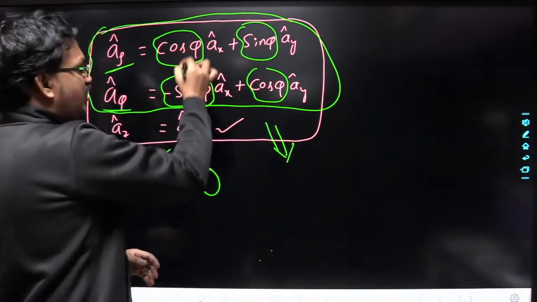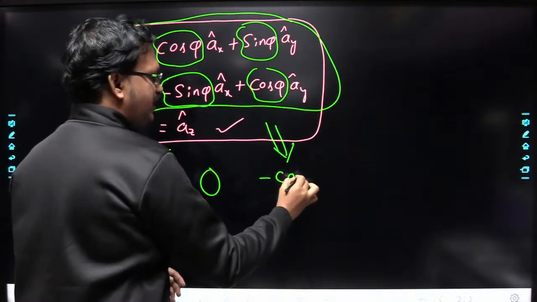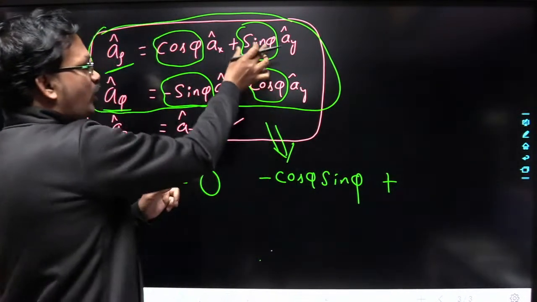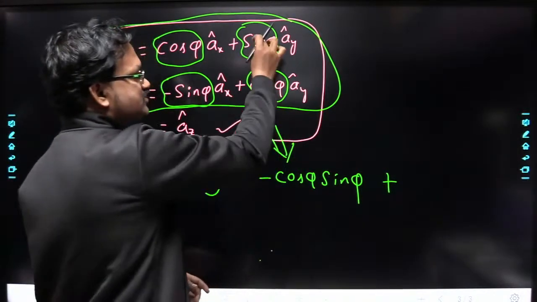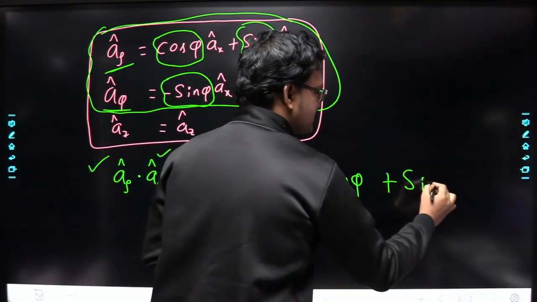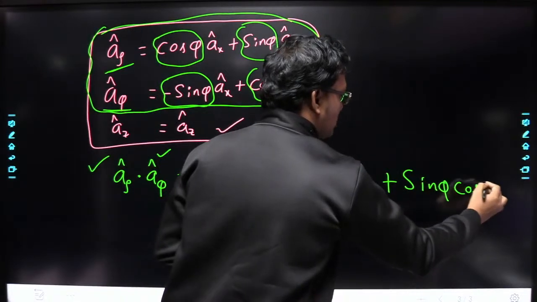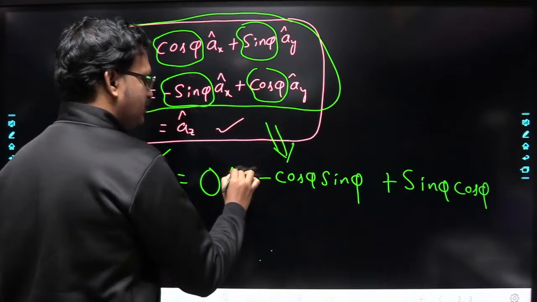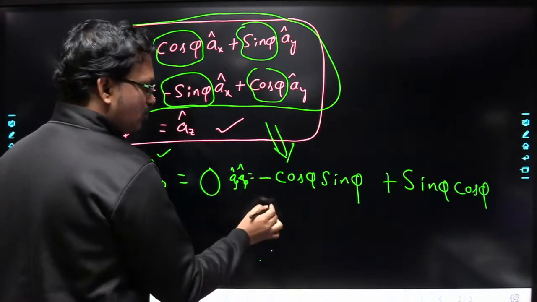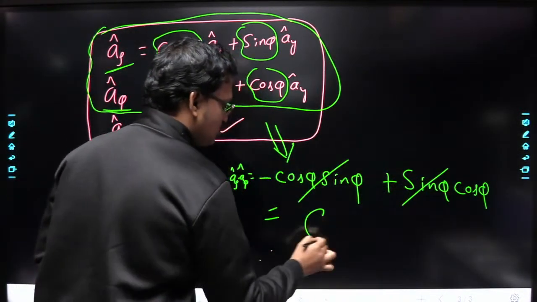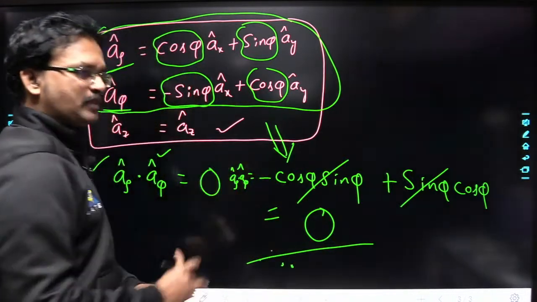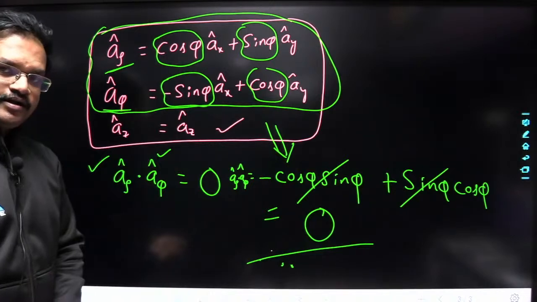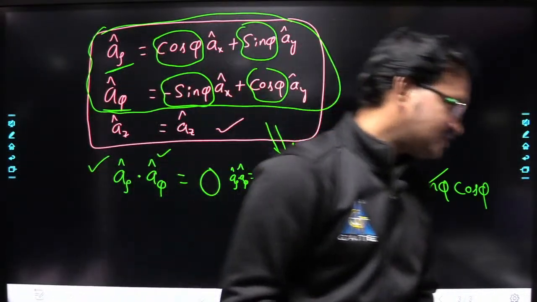So cos phi into minus sin phi, that is minus cos phi sin phi, plus multiply the coefficients of the y components. What are you going to get? Sin phi into cos phi, so plus sin phi cos phi. So what you are getting here is nothing but a rho cap dot a phi cap. This is equal to this one, so these two will get cancelled. You are getting 0. That means whatever we have done is perfectly correct. Understood?